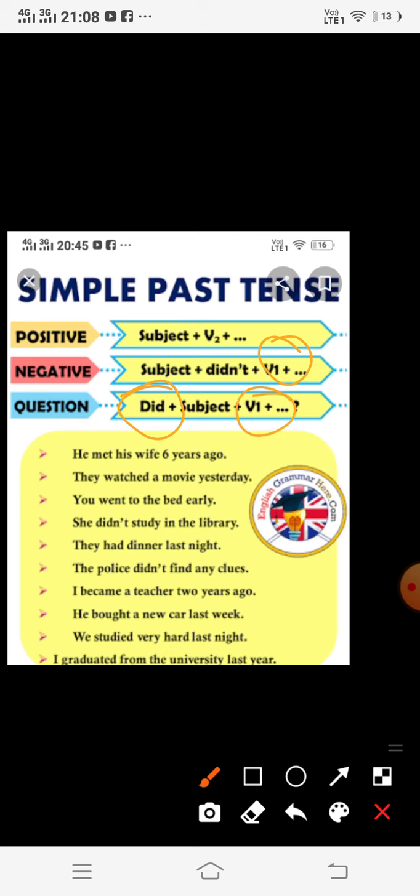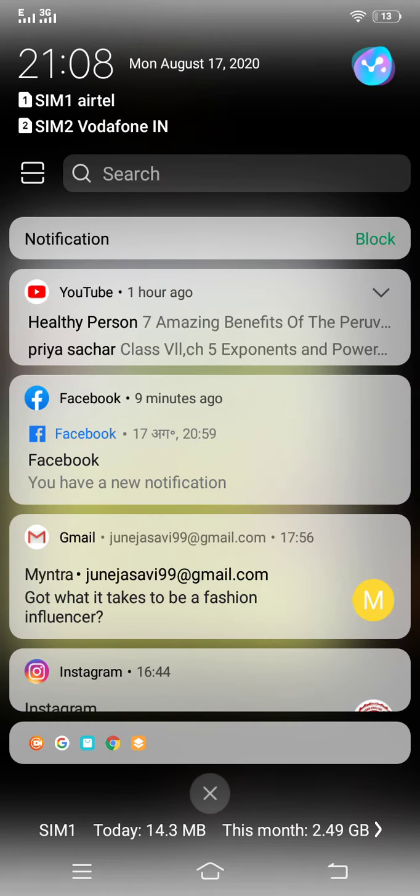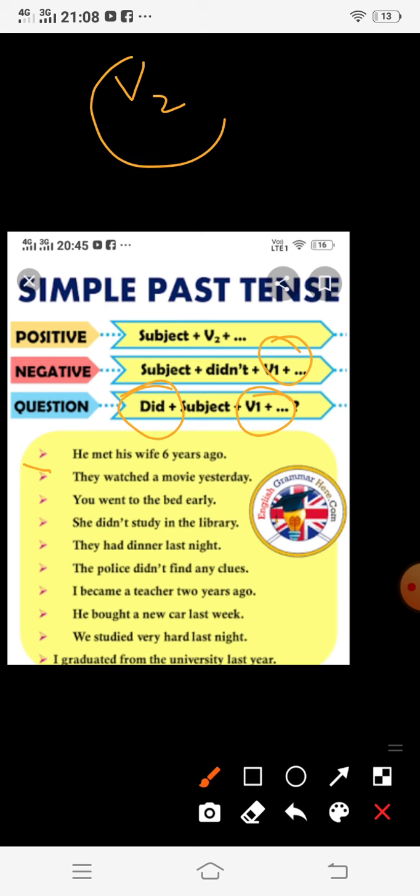Let's go through a few examples. He met his wife six years ago. See children, with I, we, you, they, he, she, it, name, we have used the second form of the verb. They watched, again second form, a movie yesterday. You went, again second form, to bed early. For the negative they have used did not. She did not study. Did not is the past and study is the first form used over here.